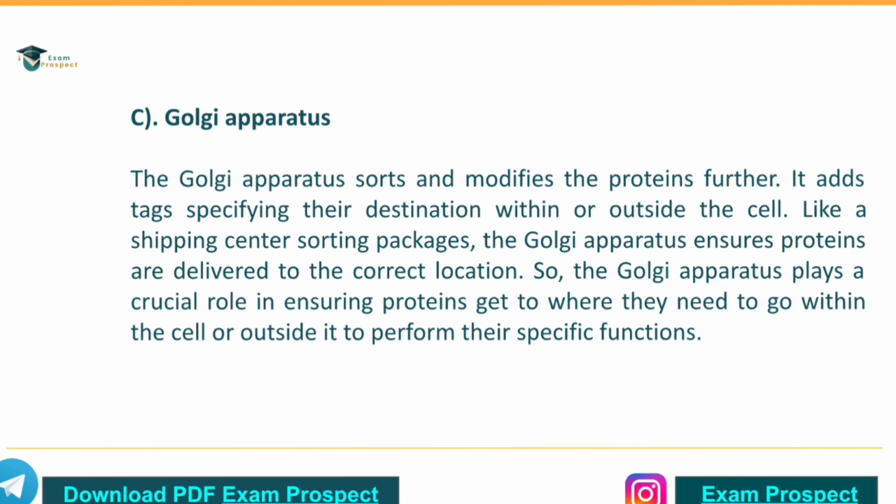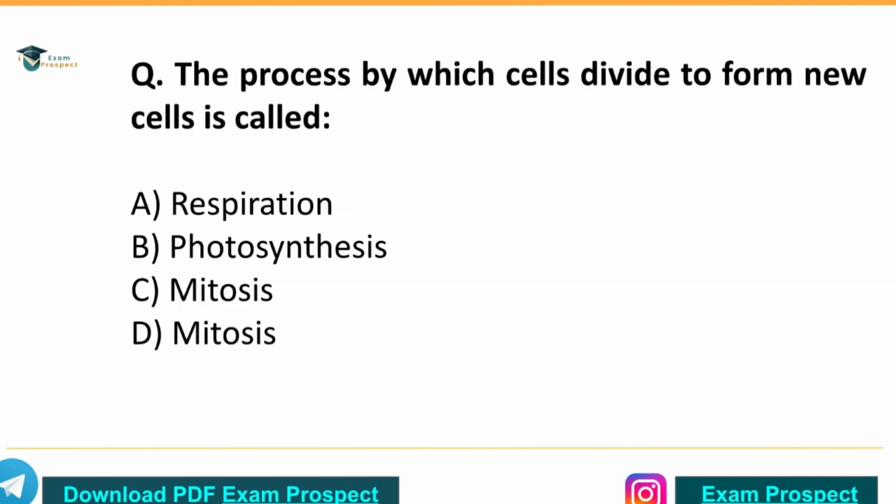Here, the Golgi apparatus sorts and modifies the proteins further. It adds tags specifying their destinations within or outside the cell, like a shipping center sorting packages. The Golgi apparatus ensures proteins are delivered to the correct location, so the Golgi apparatus plays a crucial role in ensuring proteins get to where they need to go within the cell or outside it to perform their specific functions.